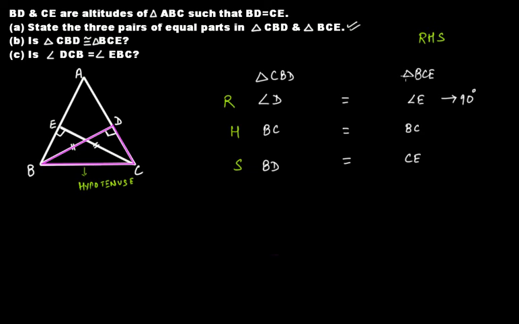But whenever you are asked such questions, like you can see here, is triangle CBD congruent to triangle BCE? Always check for the correspondence. You know why? Because I can write this triangle as triangle CBE. I can write this triangle as BCD. And then I'll say that yes, these two triangles are congruent. But when you have to represent it, you always have to fulfill the condition of correspondence. You have to tell the correspondence.